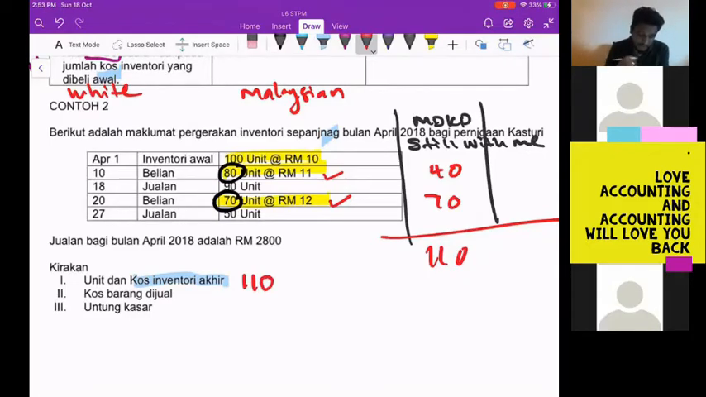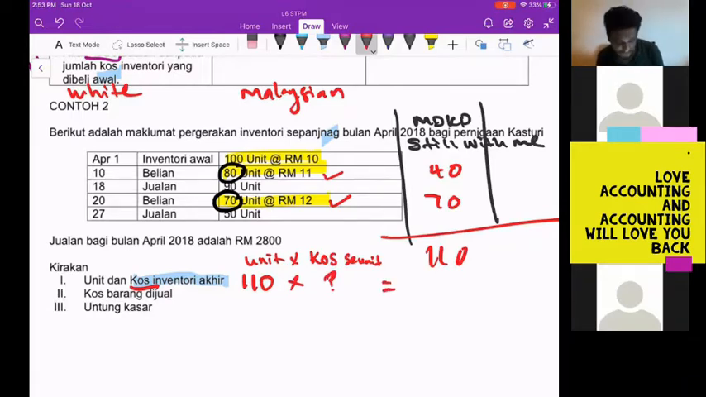So now to calculate the cost inventory, the formula is you take the unit darab dengan cost per unit. So the unit is 110, I know already, perfect. But how much is the cost per unit? So I want to know how much the cost per unit so I can calculate the cost inventory akhir.